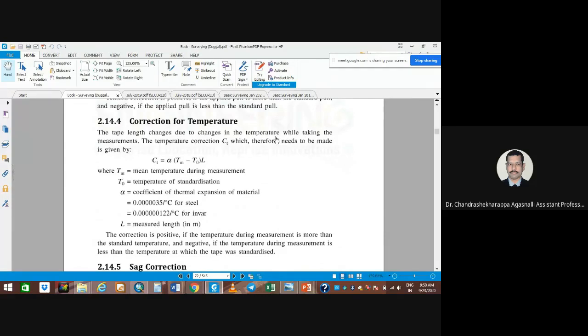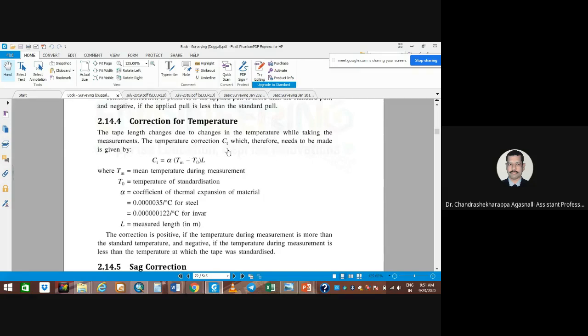Here the problem is that they are giving the problem in a little bit of a reverse way. Tape length changes due to the change in the temperature, of course. So if the tape length is 100 meters, 100 meter 0.0056 meters, when the temperature is 20 degree. So later the tape length was 100 meters. What is the temperature there at that time?